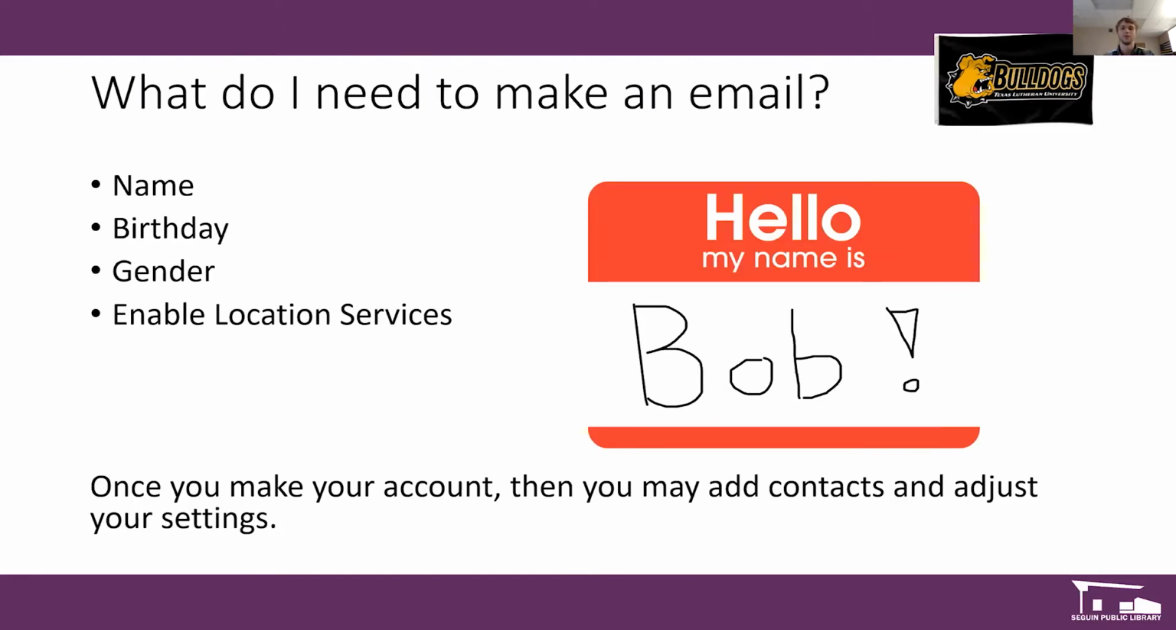And what do you need to make an email, one may ask? It's pretty simple information: just your name, birthday, gender, and then you'll need to enable your location services. Once you make your account, you can customize everything and add contacts, adjust your settings and preferences, and all different sorts of things.